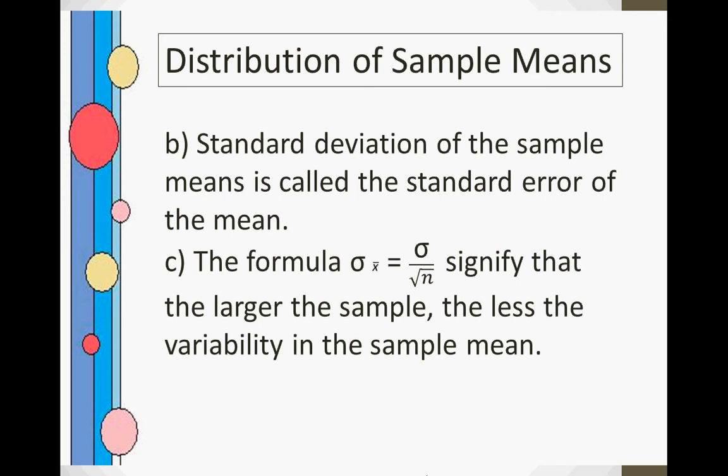The formula sigma x bar equals sigma divided by the square root of n signifies that the larger the sample, the less the variability in the sample mean.